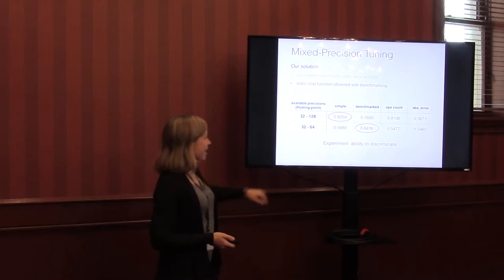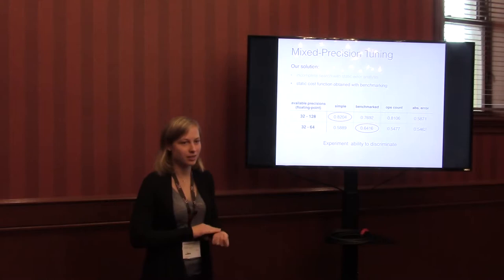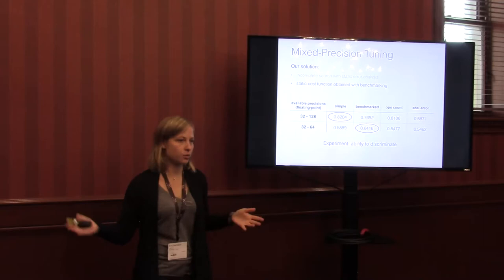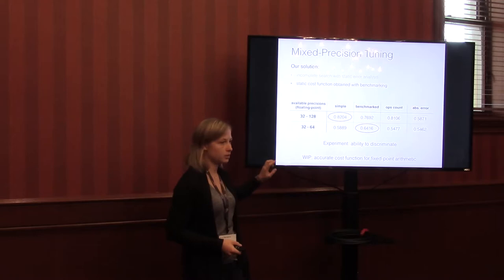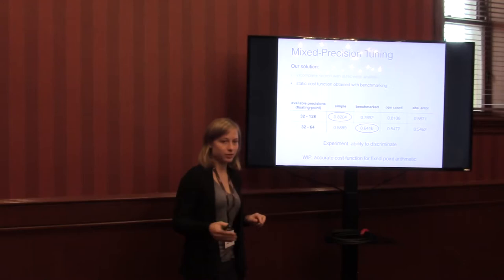So if you do have quad precision as well, then somewhat surprisingly, the simple cost function actually does well, which is mainly due to the fact that the cost of quad is so much bigger than the others. And we're currently working on an accuracy cost function for fixed point arithmetic. Now this is tricky just to give you an idea because the cost heavily depends on the FPGA compiler, so we somehow need to figure out how to approximate the performance of that one.